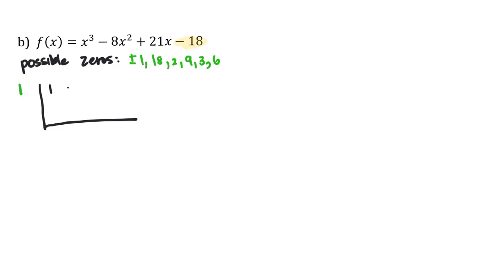What's my goal? 1, negative 8, 21, negative 18. Let me bring down the 1. 1 times 1, 1, negative 7. 1 minus 7, 21 minus 7 is what, 14? 1 times 14, no, that's not going to work. Once you see it's not going to work, just stop, rewind. Let's try something else.